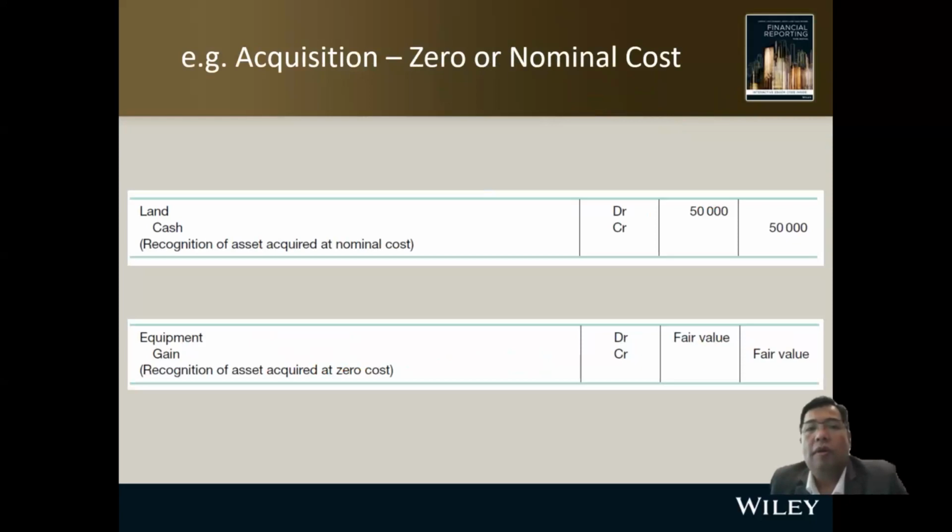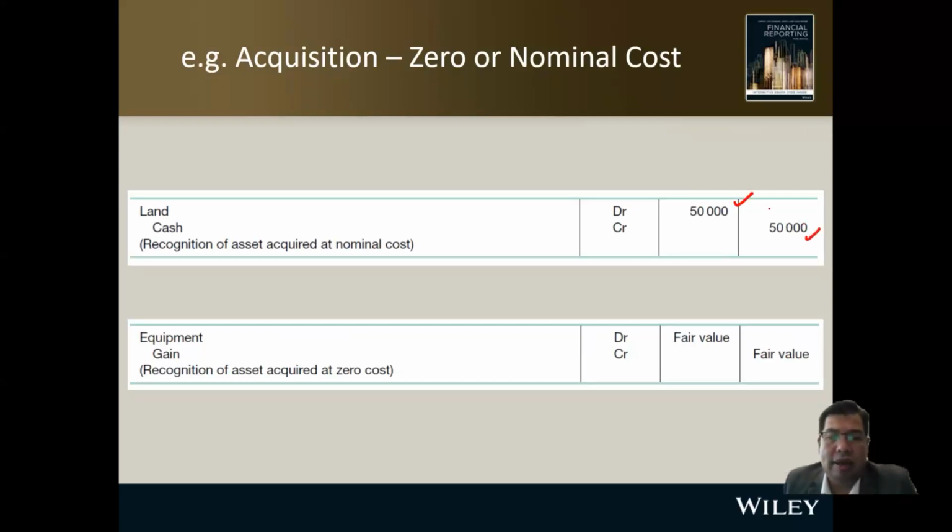For zero or nominal cost assets, if you acquired land, for example, at a very low price, what you can do is just record the asset at that value. The amount paid is 50,000.